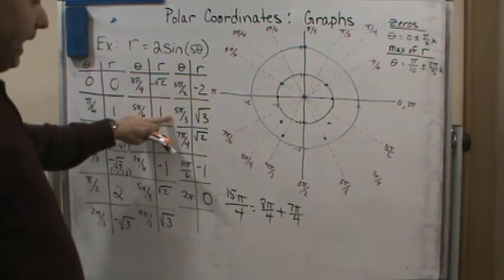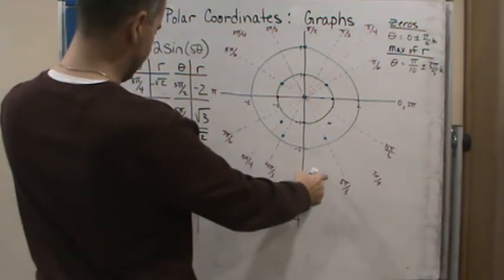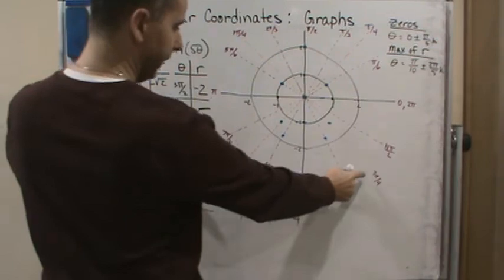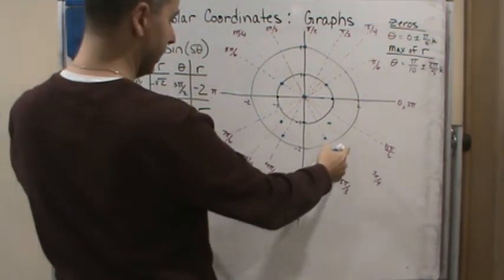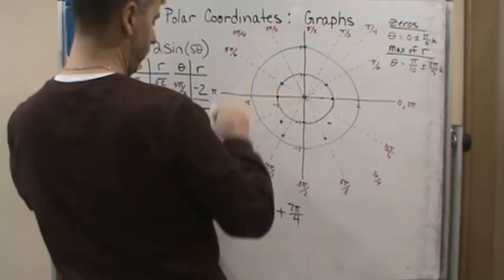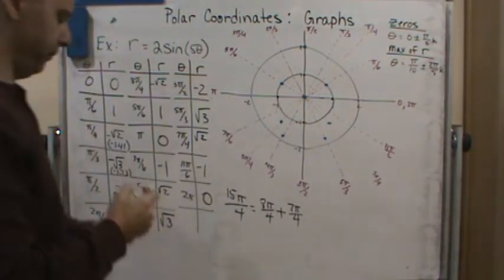And so it's repeating now. So here, it's here, and then here, it's here. And then at 11 pi over 6, it's at negative 1, which is back over here. And so it's repeating now. Okay.